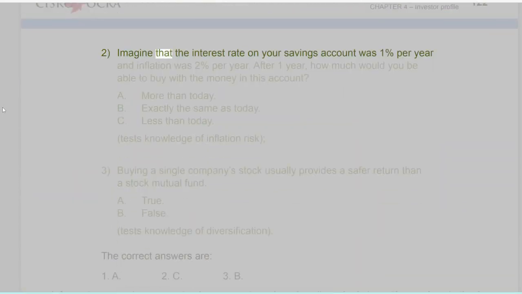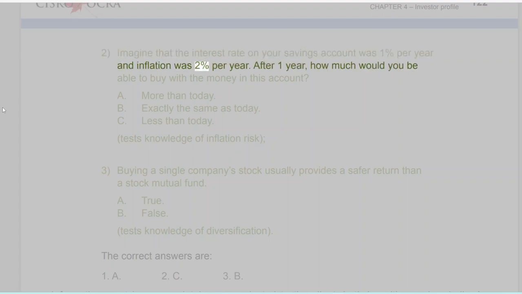2. Imagine that the interest rate on your savings account was 1% per year and inflation was 2% per year. After 1 year, how much would you be able to buy with the money in this account? A. More than today. B. Exactly the same as today. C. Less than today. Tests knowledge of inflation risk.